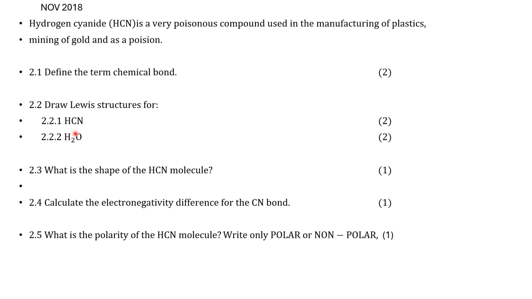Draw Lewis structures for HCN, H2O. 2.3, what's the shape of the HCN molecule that we draw there? 2.4, calculate the electronegativity difference of the CN bond. 2.5, what is the polarity of the HCN molecule? So we have to say if it's polar or non-polar, right? And we have questions on another page as well. So you can pause here if you want to. First answer this before you go to the next questions.